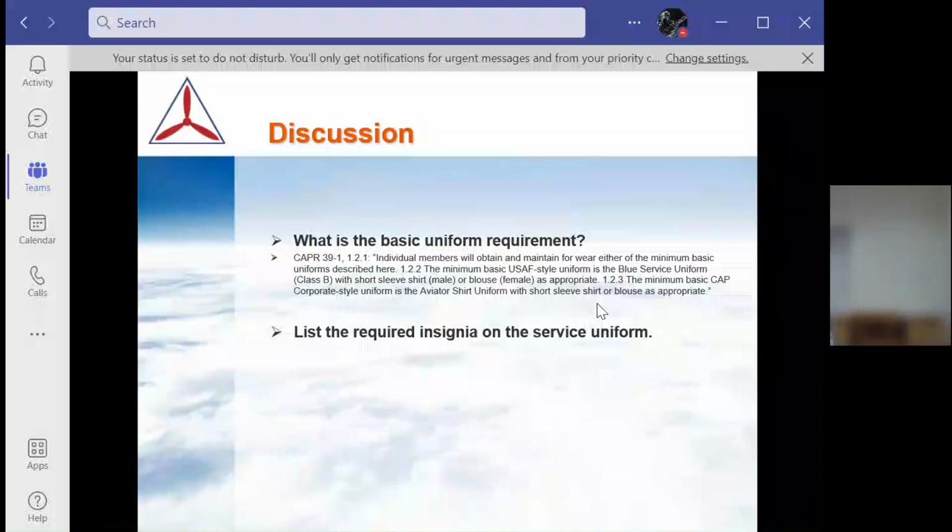So let's list the insignia on the service uniform.